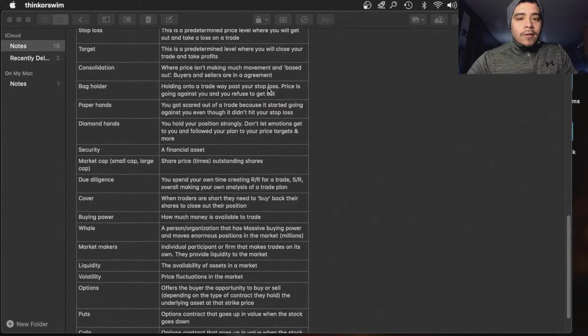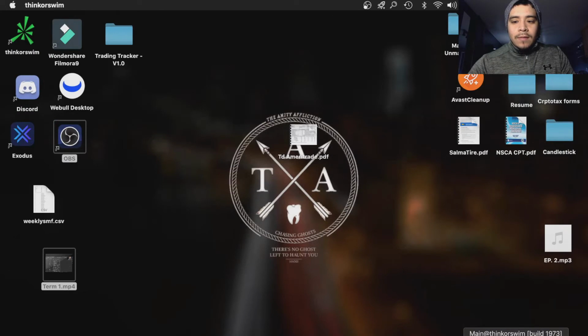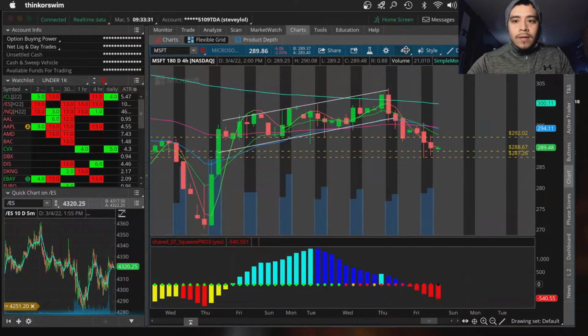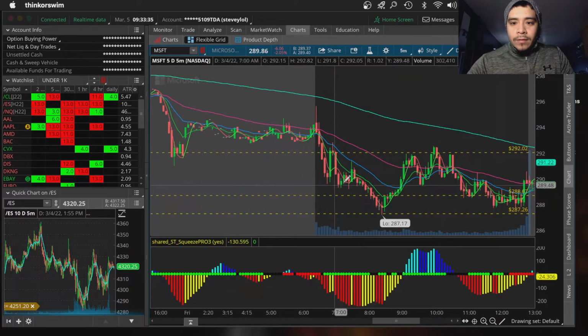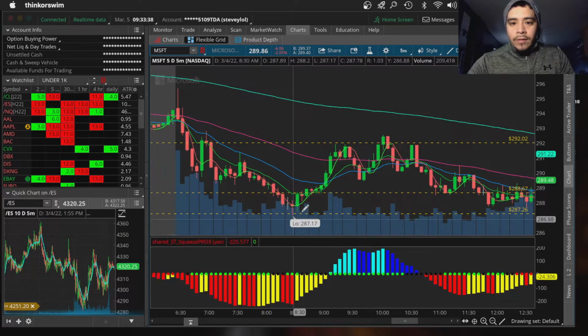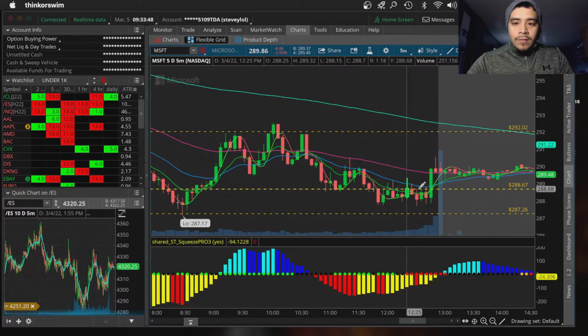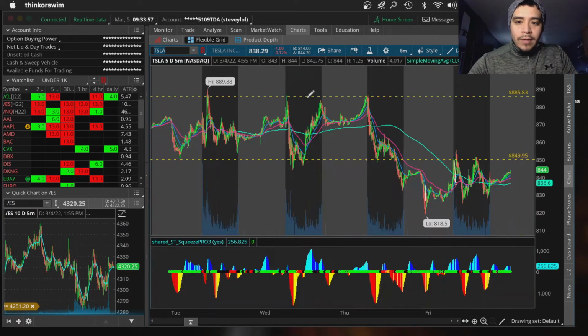Bag holder: holding on to your trade way past your stop loss. Prices are going against you and you refuse to get out. So that was the same thing as what I was talking about earlier, where you wanted to get out right here at the stop loss, but you didn't want to, so you're just holding the trade. And this is a bad example, but usually it'll go against you, and then it just keeps going and going. Let's go to Tesla. Show you guys a better example.